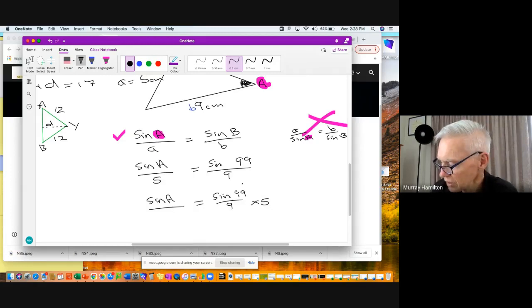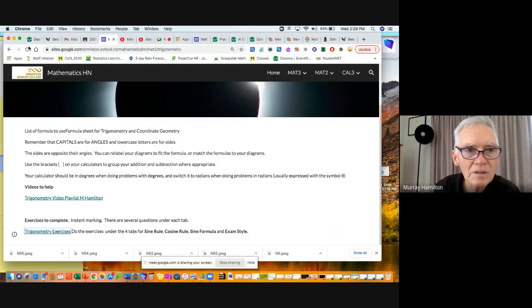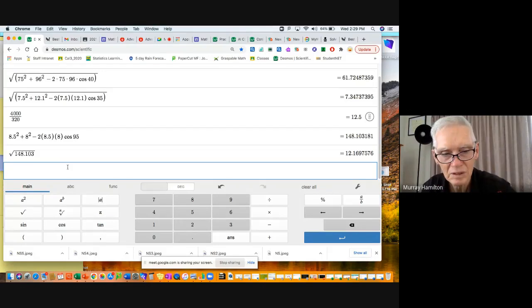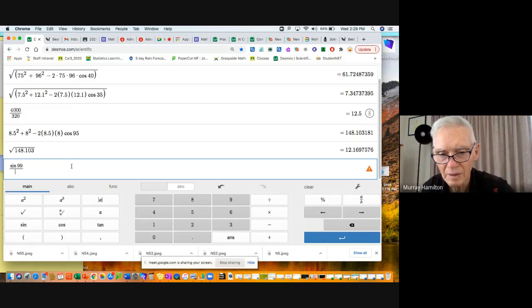So I'm going to go now to my calculator. I hope I'm not going too slow for you people. It just takes a little bit of time. Where's my calculator gone? Hold on. Let's go back here. And I find my calculator. Here it is. And we've got sine of 99, dividing it by 9, timesing it by 5. And I get 0.5487.